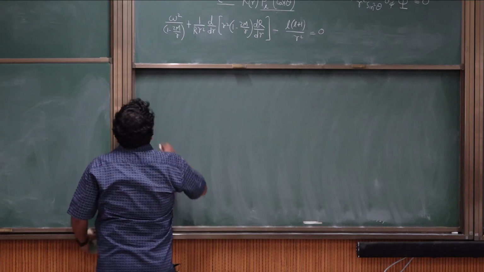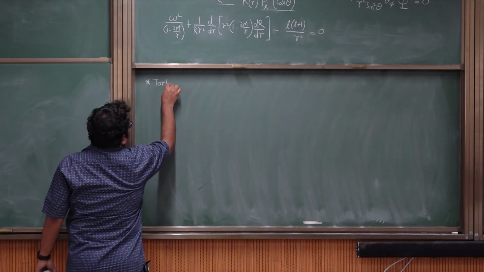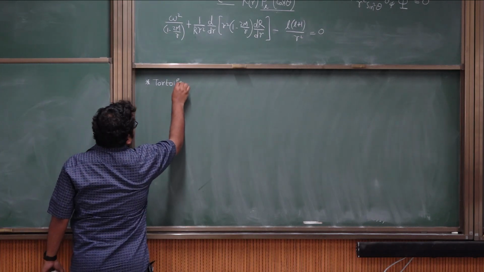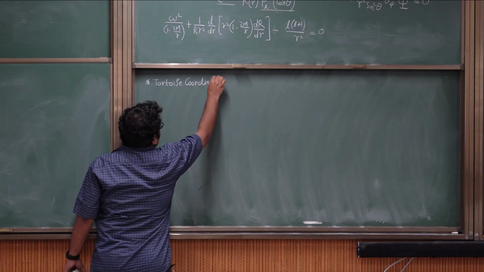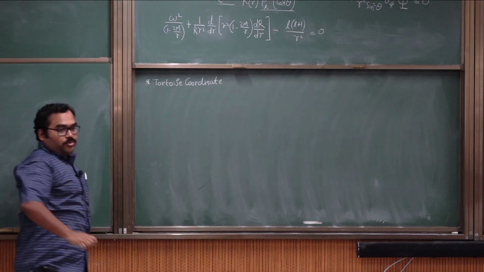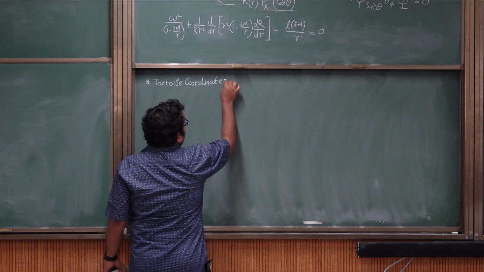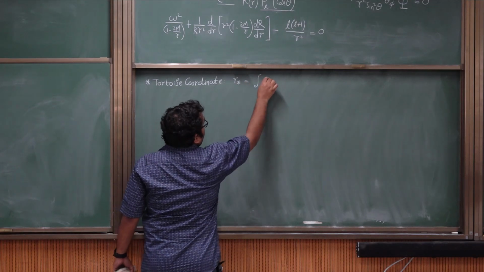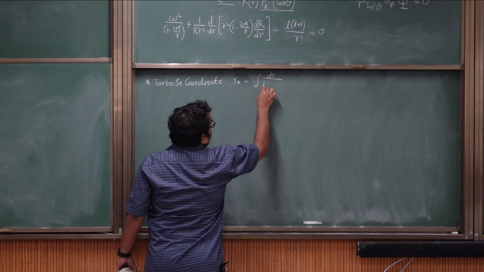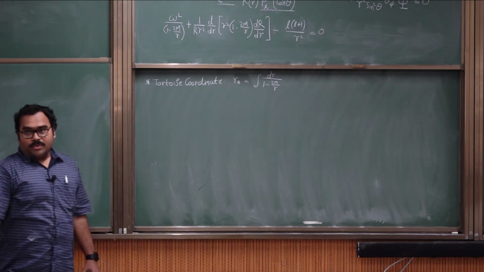Okay. So at this stage you introduce this interesting coordinate, called the tortoise coordinate. I hope you are all familiar with it, but still let me define it. For Schwarzschild, it is a piece of cake. So the tortoise coordinate r star is defined as the integral of dr over 1 minus 2M over r.